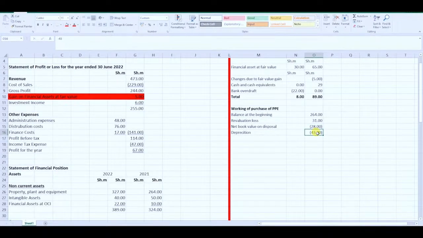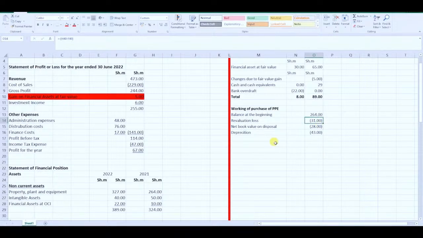Once we've done that, this also needs to be a negative because we're talking about a revaluation loss. So revaluation losses are given negative values, or represented as a negative value. So you put negative there, then we open the bracket there and close the bracket there. So that gives us minus 31. So format painter again like that.